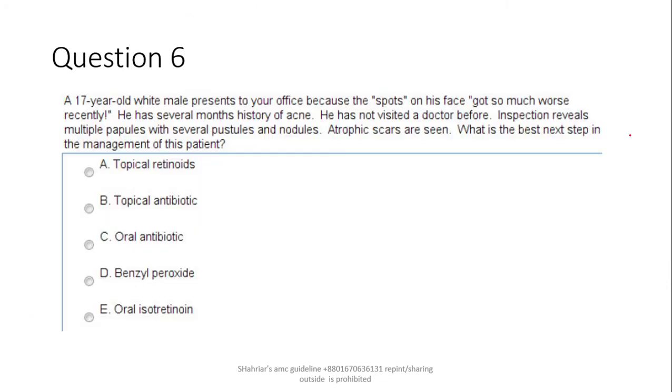Next question: a 17-year-old male presents to your office with spots on the face that have got much worse recently. This is the word, much worse, so it's progressing. There is a history of severe acne, so it's not a mild case, it's a bad case of acne. We can also see several pustules and papules.